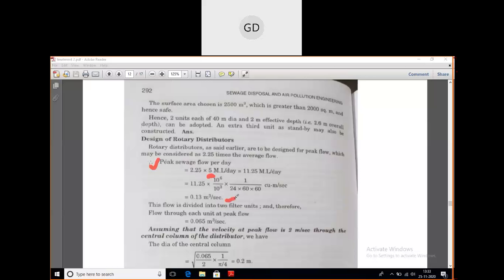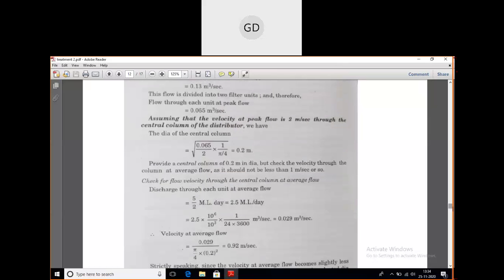Now the flow is divided into two filter units, and therefore you have to divide this peak flow by 2. Since there are two filter units, you have to find out the flow through each unit. You divide 0.13 by 2 and you will get 0.065 meter cube per second. Okay, next, it's quite a long numerical.